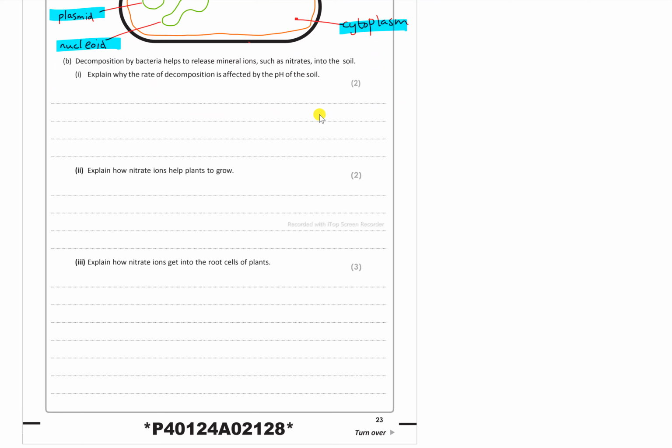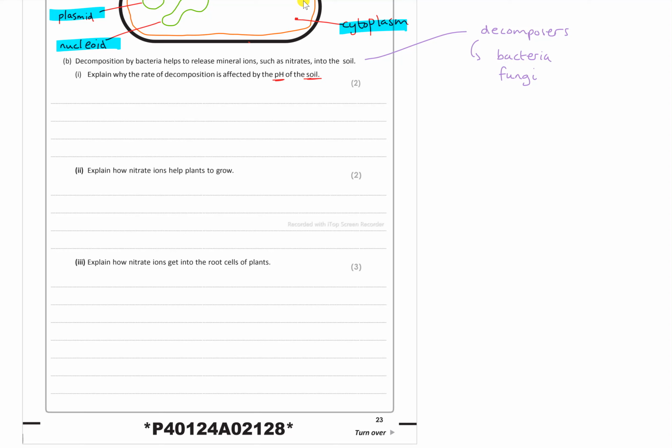Decomposition by bacteria helps release mineral ions such as nitrates. Right, so decomposers come under what? There's 2 types that we have to learn. Bacteria and fungi. Explain why the rate of decomposition is affected by the pH of the soil, not soil of the pH.